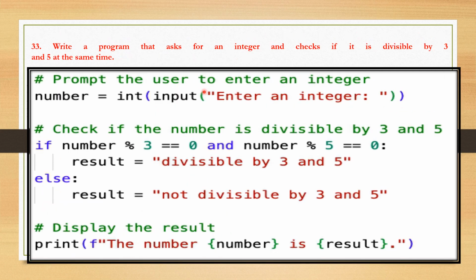The next is to write a program that asks for an integer and checks if it is divisible by 3 and 5 at the same time. So for this first prompt the user to enter an integer and then check if the number is divisible by 3 and divisible by 5. If both conditions are satisfied, then say the result is divisible by both, else not divisible by 3 and 5. And finally we will display the results.